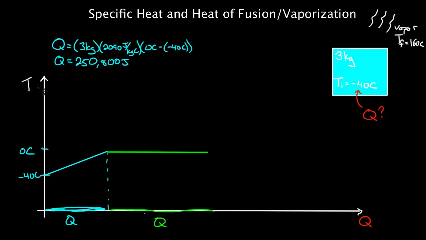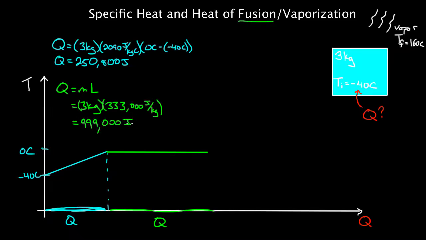It's a phase change, so you've got to use Q equals ml. The M is 3 kilograms. The latent heat, we can't use the latent heat of vaporization. This is a solid turning into a liquid. That's the latent heat of fusion that we need, and the latent heat of fusion for water is about 333,000 joules per kilogram, which gives you 999,000 joules of heat in order to turn this ice at 0 degrees Celsius into water at 0 degrees Celsius.